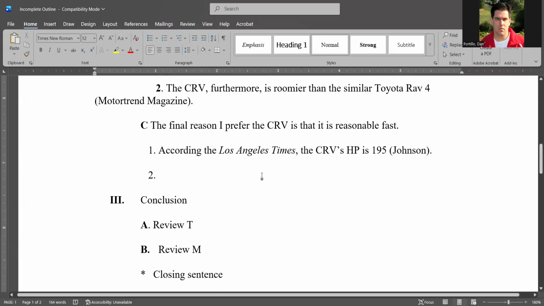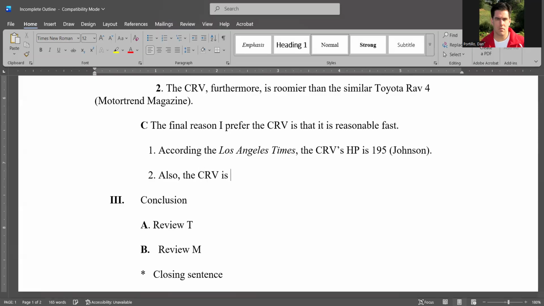Then I could say also, once again, make a comparison. The CRV is faster than the RAV4. And I might have gotten that once from Car and Driver. If there's an author's name that's responsible for that article, then I would put that in there instead.